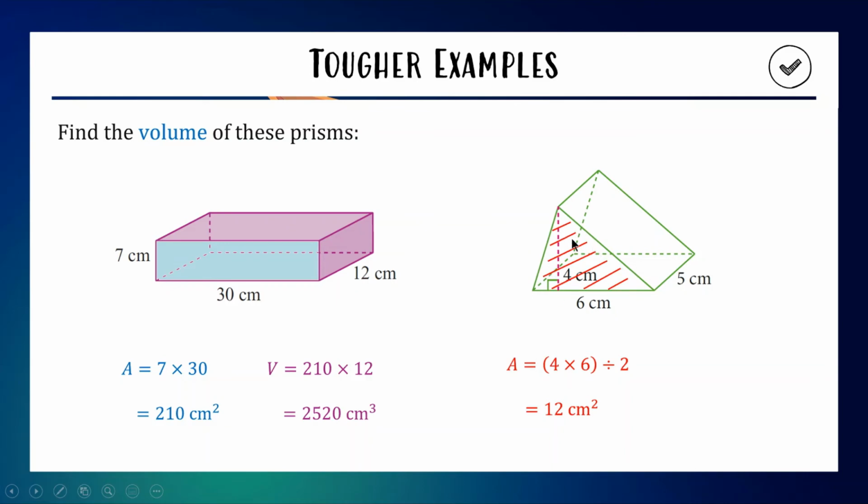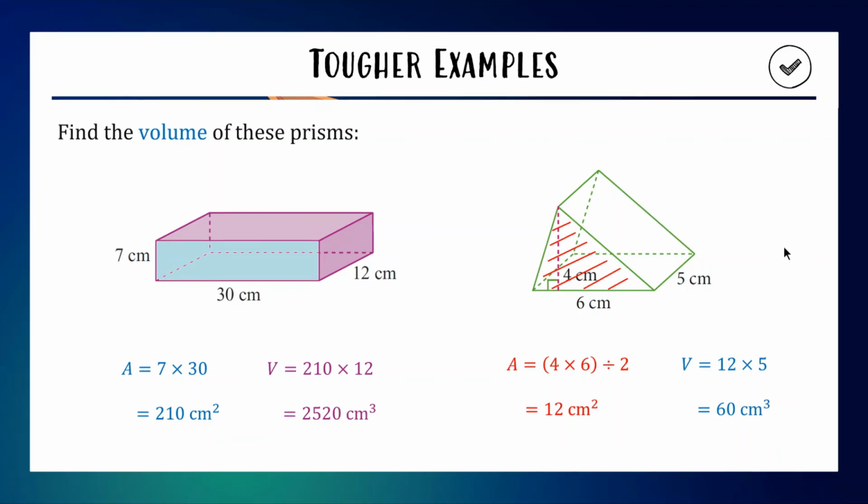Now we take that area, we multiply it by the length of the prism, which is the 5. So to find our volume, all we need to do is 12 times 5. So we get a final answer of 60 cubic centimeters. All right, so it's the exact same process, finding an area, but just remember that for an area of a triangle, you've got to do half.